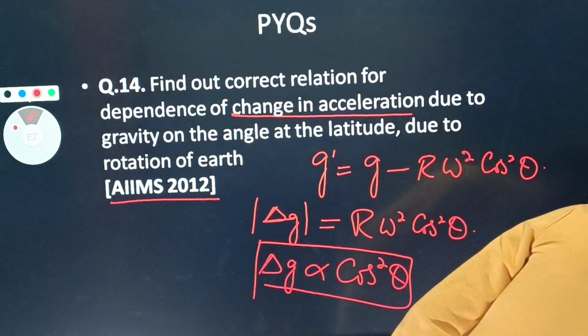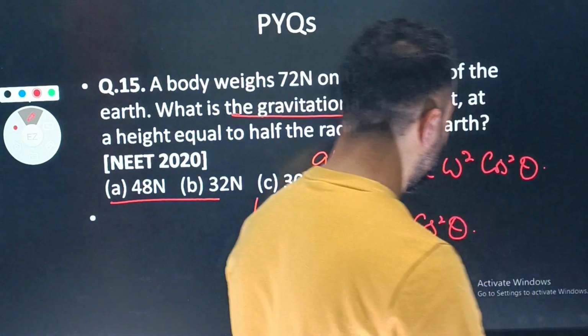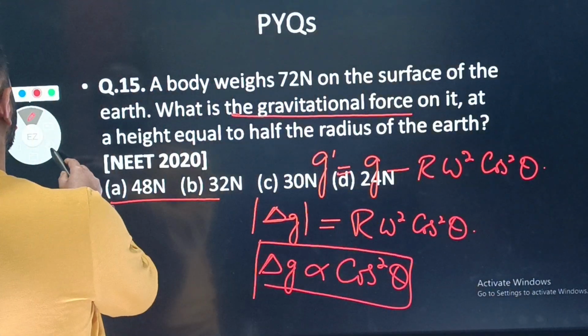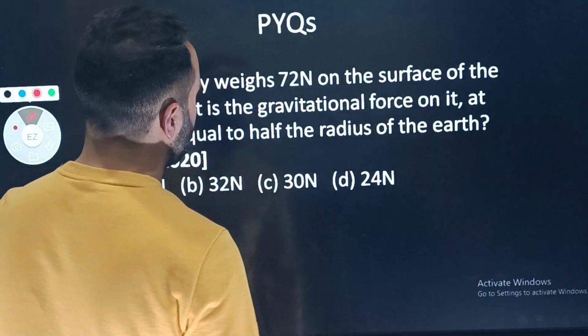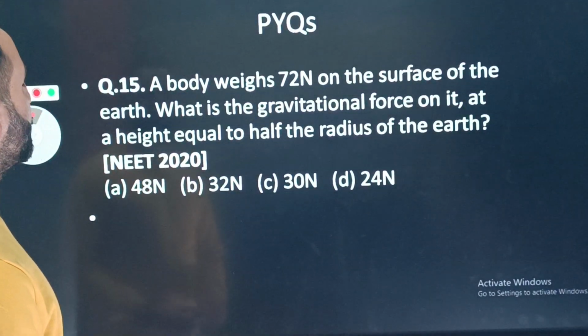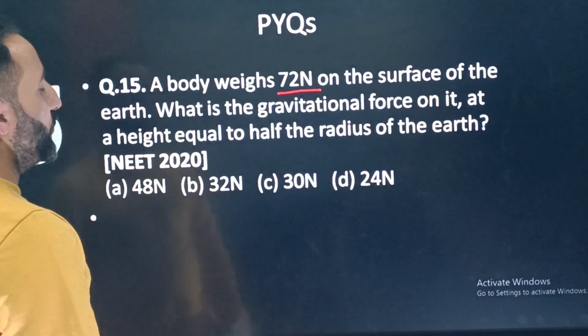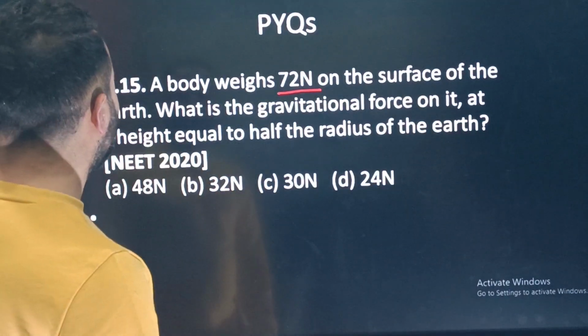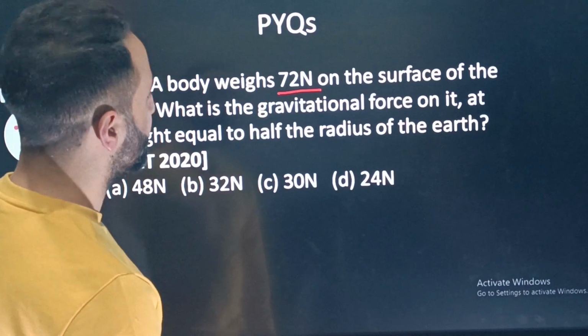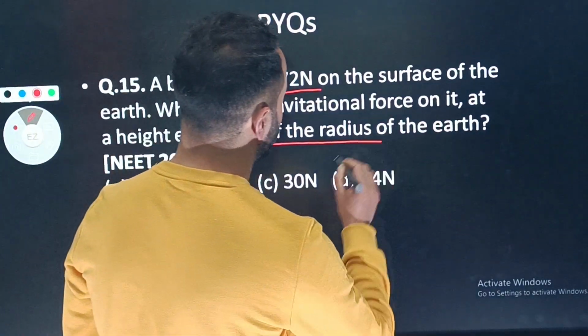Okay. So next question देखिए बेटा, question number 15 here, and this question number 15 has been recently asked in the NEET 2020. All right, okay. तो आप यहाँ ध्यान दीजिए बेटा, a body weighs 72 Newton on the surface of Earth. What is the gravitational force on it at height equal to half the radius of the Earth? Half the radius of the Earth. ठीक है ना बेटा? Okay.